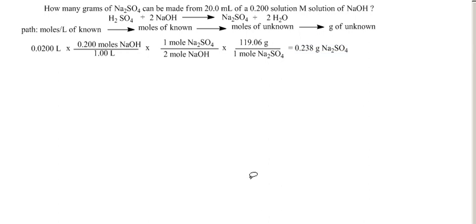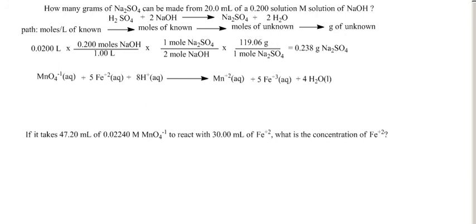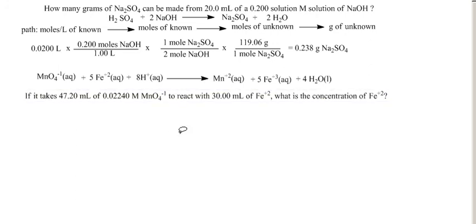The second problem I want to look at looks a little bit more complicated, but it's really very similar. We're taking manganate ion and reacting with iron plus 2, and the question that we're going to look at this time is if it takes 47.20 milliliters of 0.02240 molar manganate ion to react with 30.00 milliliters of iron plus 2, what is the concentration of iron plus 2?